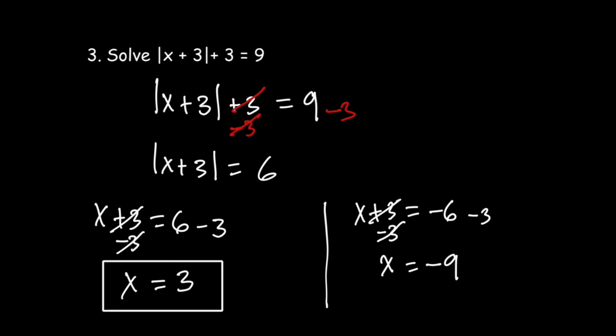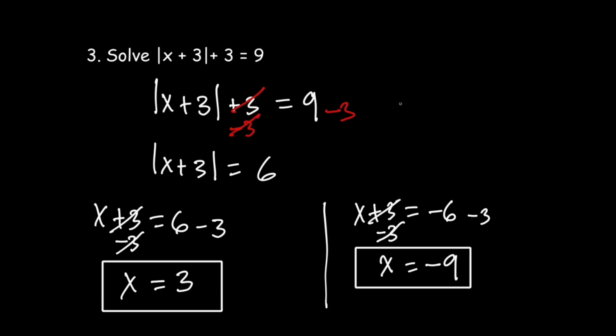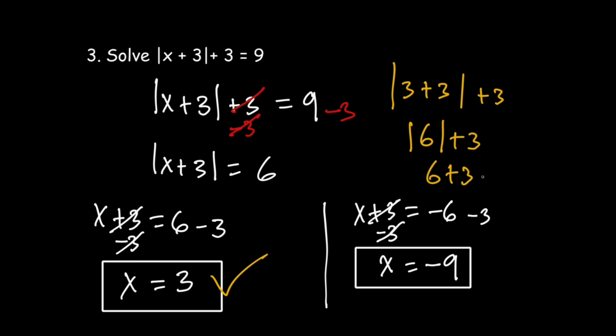So that is it. All right, now let's go ahead and test these two values real quick. Now if we are testing, we're going to be getting the absolute value of x plus 3, where x is equal to 3. So we're going to be getting 3 plus 3, absolute value of that, then plus 3, and we must get 9 for this. So this is giving us 6, absolute value of that, then plus 3, and you notice that this right here is giving us 6 plus 3, which is indeed 9, and that is it.